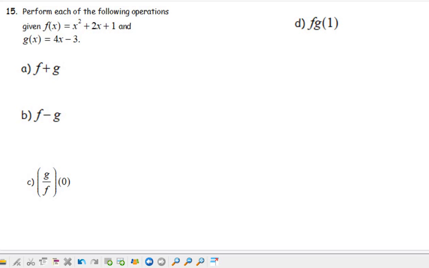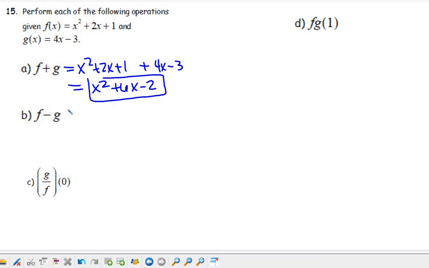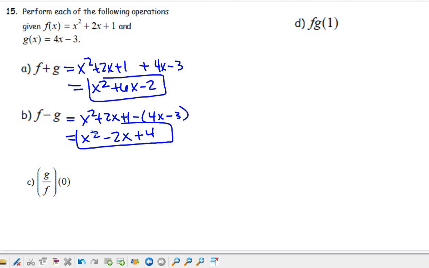Okay, number 15, very last one. So operations with functions. To add the functions, we just literally add, plus 4x minus 3. So then we combine like terms. So I have x squared plus 6x minus 2. For f minus g, the big thing here is making sure that you distribute the negative all the way across. So I have x squared, 2x minus 4x is negative 2x, and 1 minus a negative 3 is plus 4.